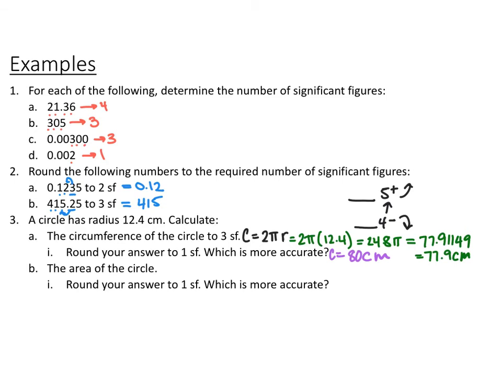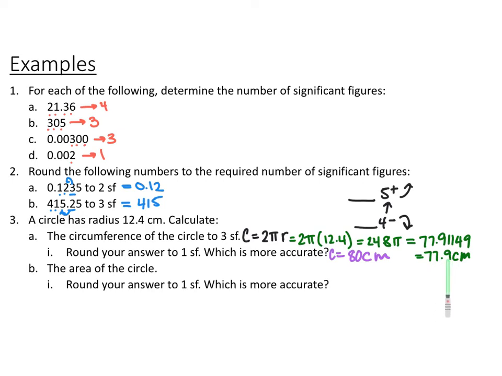So the circumference of a circle is 2 pi r, where the radius is 12.4. So the exact answer is 24.8 pi. I plugged that in my calculator and I found 77.91149, which is more than 3 significant figures. And then I took this and rounded it to 3 significant figures. So 1, 2, 3. The 1 rounds the 9 down, so 77.9 centimeters.